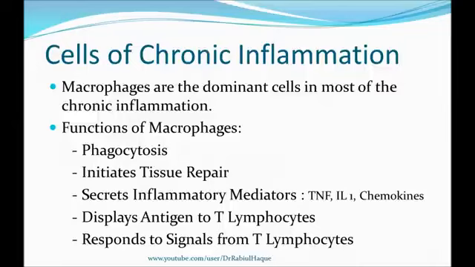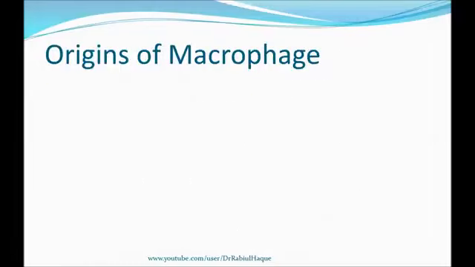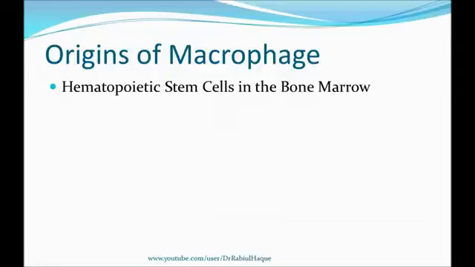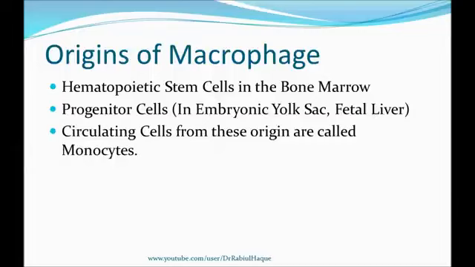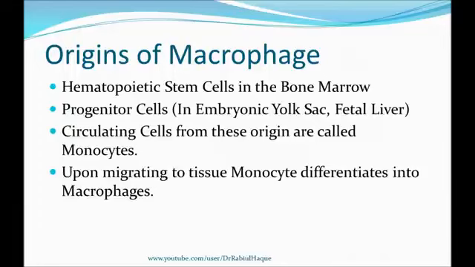Before moving on to the next topic, I think it's better if we also discuss briefly the origin of macrophages, because the examiners are very fond of asking this type of question. Macrophages are derived from hematopoietic stem cells of the bone marrow and also from progenitor cells of the embryonic yolk sac and fetal liver. The circulating cells derived from these lineage cells are called monocytes, and when the monocytes go to the tissue, they change their name and become macrophages.